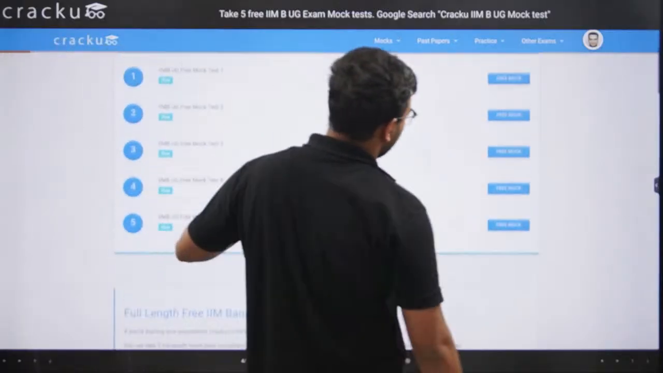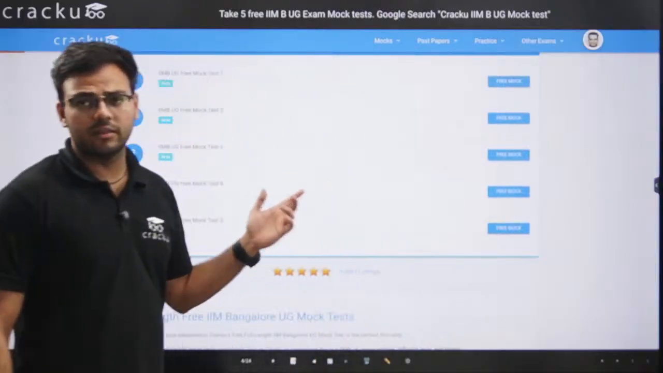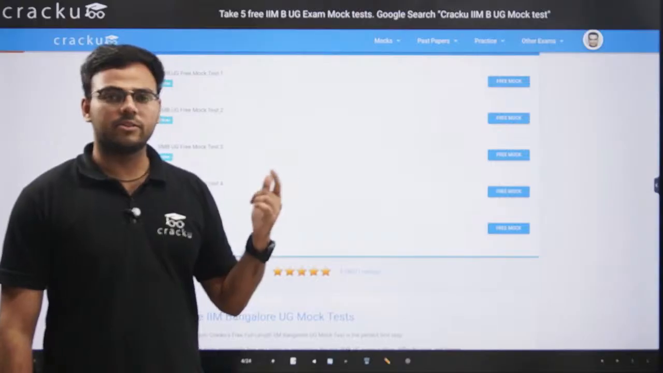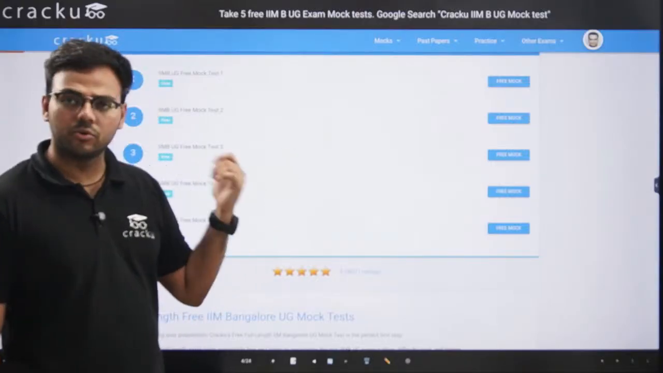So do give these mocks. These are free of cost. They are not charged, and these are created by the alumni of IIM Ahmedabad, Bangalore and Calcutta. So do give these mocks.